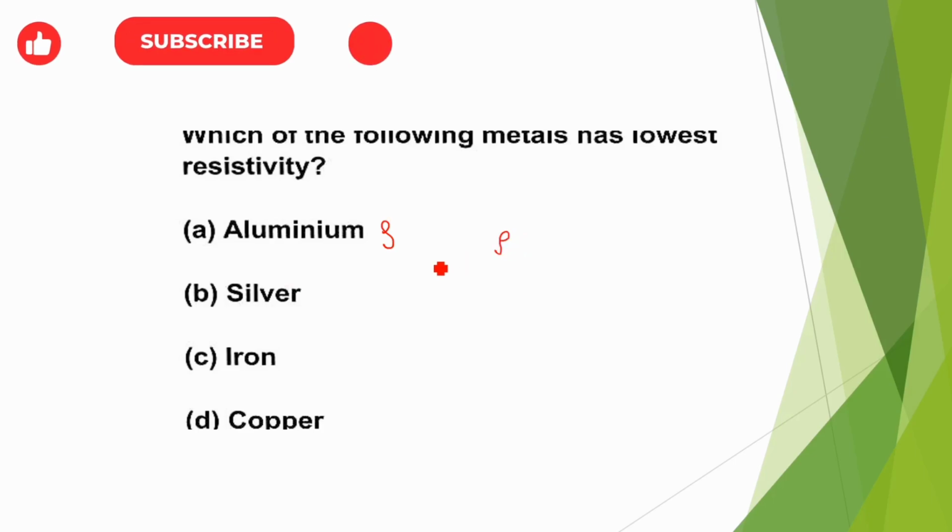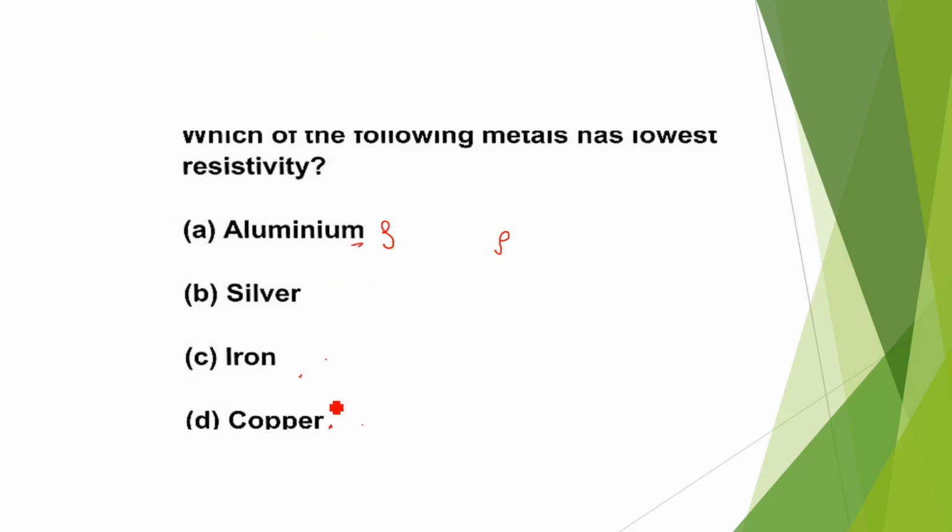Now you see here that aluminium, iron and copper, these three materials have more resistivity as compared to silver. Among the options, silver has the lowest resistivity. Okay, the correct answer will be silver. So we'll proceed with the next question.